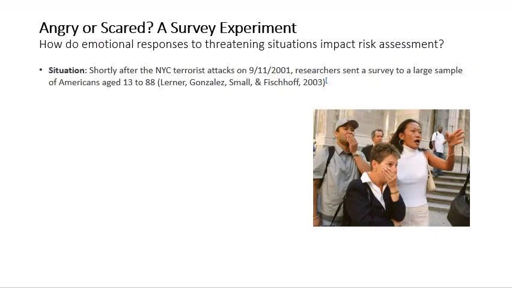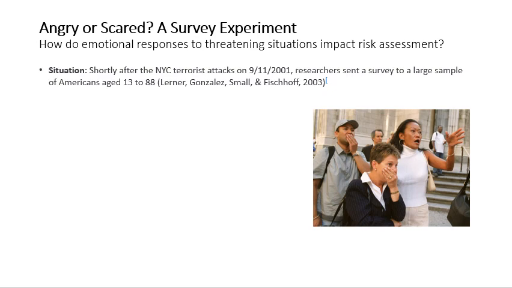So we will start with a little example of a survey experiment. This might seem contradictory because usually we think of surveys for descriptive research, but there are ways of doing experiments, and here is one example. The question that interested the researcher was, how do emotional responses to threatening situations impact risk assessment? Let's look at what this means.